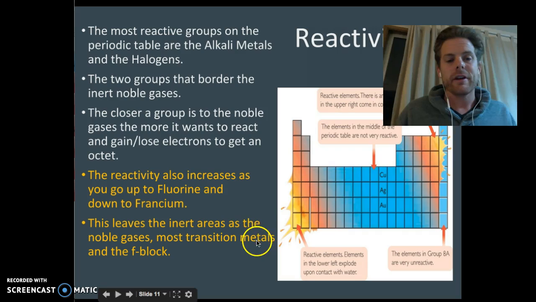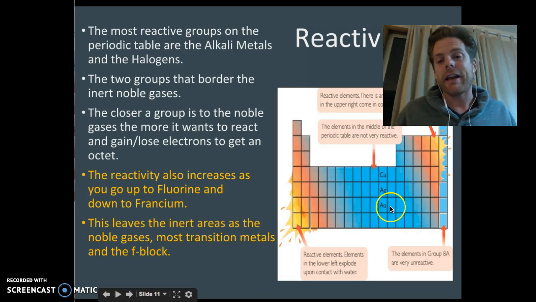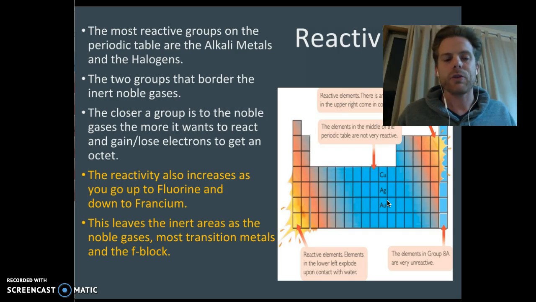This leaves the inert areas. Inert means it's the opposite of reactive. It means it doesn't want to party. It's cool. It's going to throw shade. These ones right here in the noble gases.